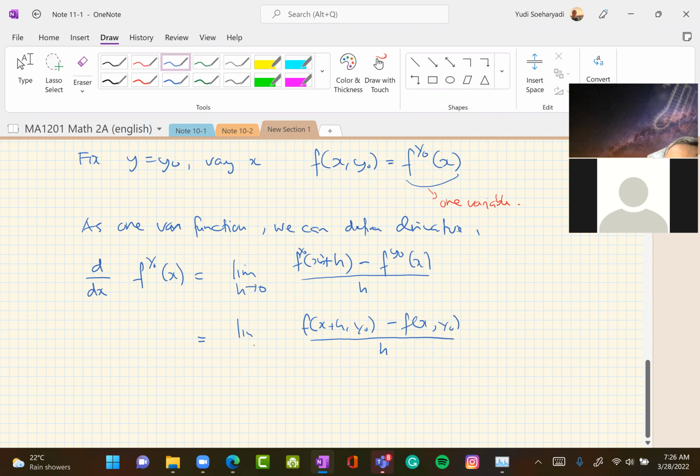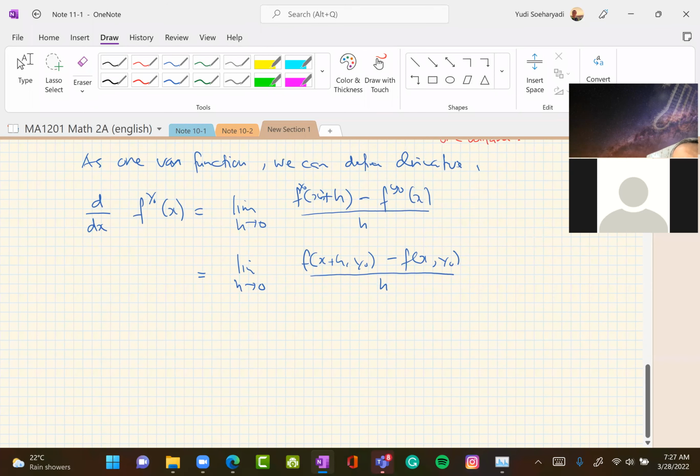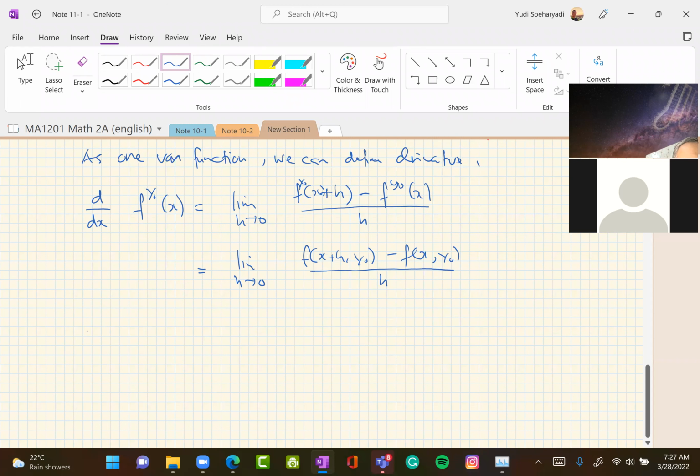X goes to 0. You see this one? So f has two variables, but when we add h, you translate only one variable, it's only x here in this case. Okay, and similarly, we can fix the other one.